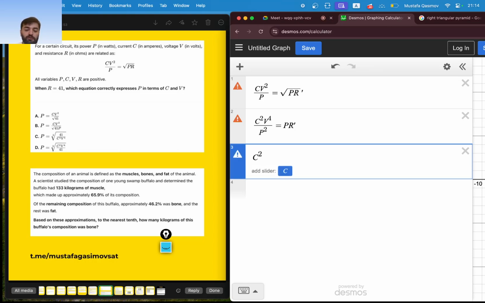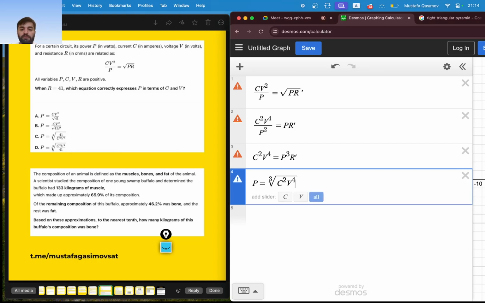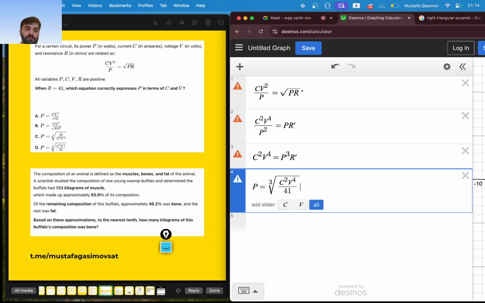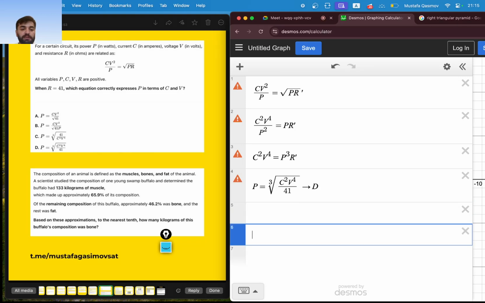C square V4 is equal to P cube and R. And from here we can write P is equal to cube root of C square V4 over R, and R is 41, and the answer will be D. If you have a situation like B, it is not correct because we have P on the second side. It is not correct. Any question? No. Okay.